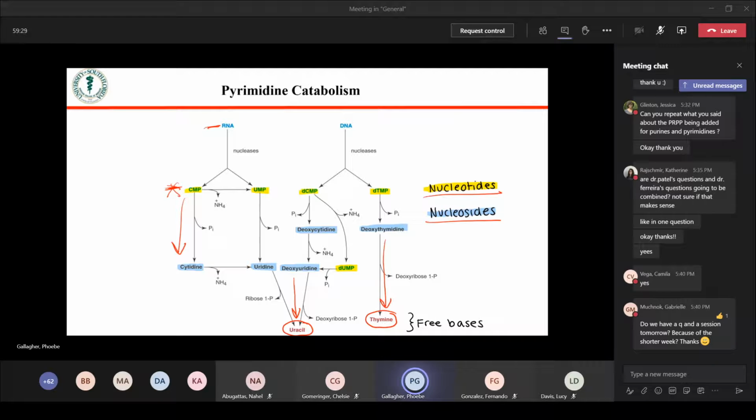Once again, you know that your cytosine can be turned into a uracil. So this is the same concept here. And in order for it to break down as well, you need to turn it into deoxyuridine. But other than that, just understand the general idea that it goes from nucleotides to nucleosides and then ultimately makes up uracil and thymine as the two free bases.